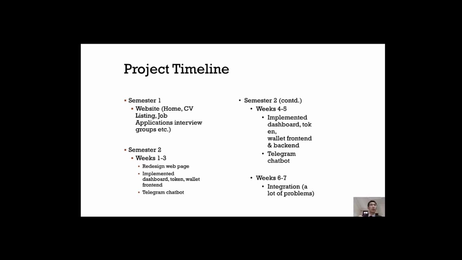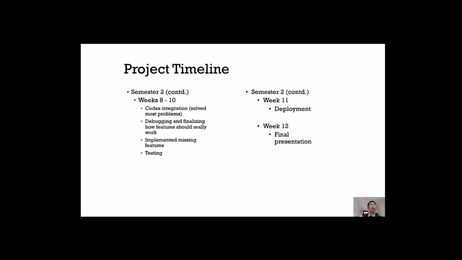And from week 1 to week 3, we redesigned the web page for the blue-collar employer website, as well as implemented the dashboard, token, and wallet front-end features. And from week 4 to week 5, we implemented the back end for the dashboard, token, and wallet features, as well as doing some fixing in the front end. During week 6 to week 7, we did some code integration, however, we faced a lot of problems. And fortunately, during week 8 to week 10, we solved most of the problems for the code integration.